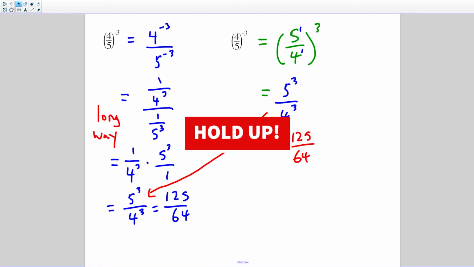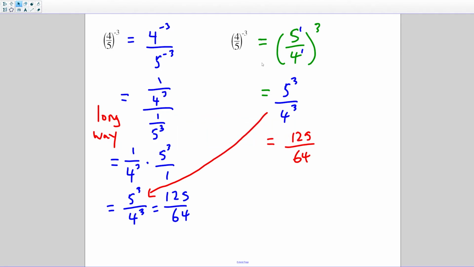Now hold up, wait a minute. Why are we allowed to do that? For those of you who just want to have the shortcut, know the shortcut and use it, feel free to skip ahead. But for those of you who are a little bit more curious, here's why.